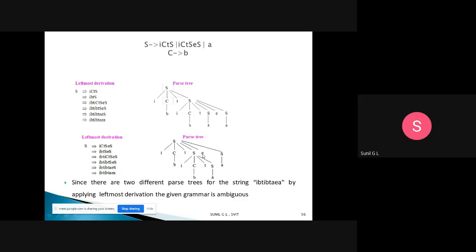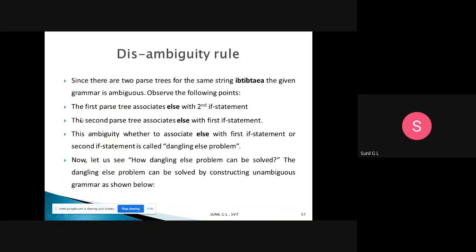So if the else is associated with the second if, and in the other case with the first if, then we will see what happens. The ambiguity of whether to associate the else with the first if statement or the second if statement is the dangling else problem. We don't know whether we need to associate it with the first or the second.